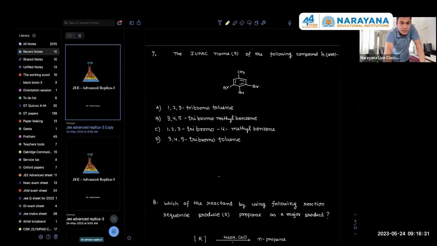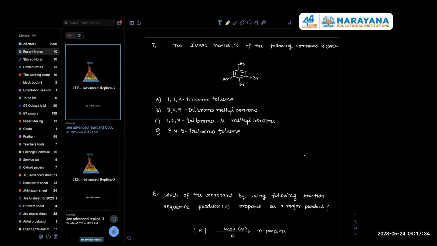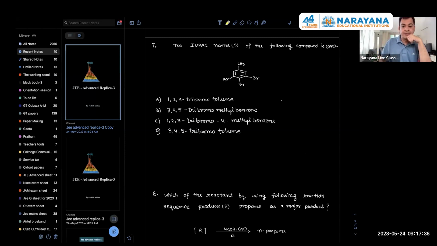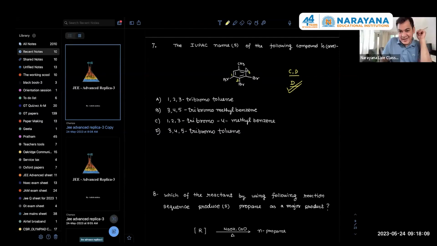Okay, I'll show you one more question. This is just a standard IUPAC question. Just check this. CD, sir. Okay. One student gave answer CD. Only D, sir. Okay, yes, absolutely, the answer is D only. How is C possible? If you start 1, 2, 3, tribromo, then 4 is this one.